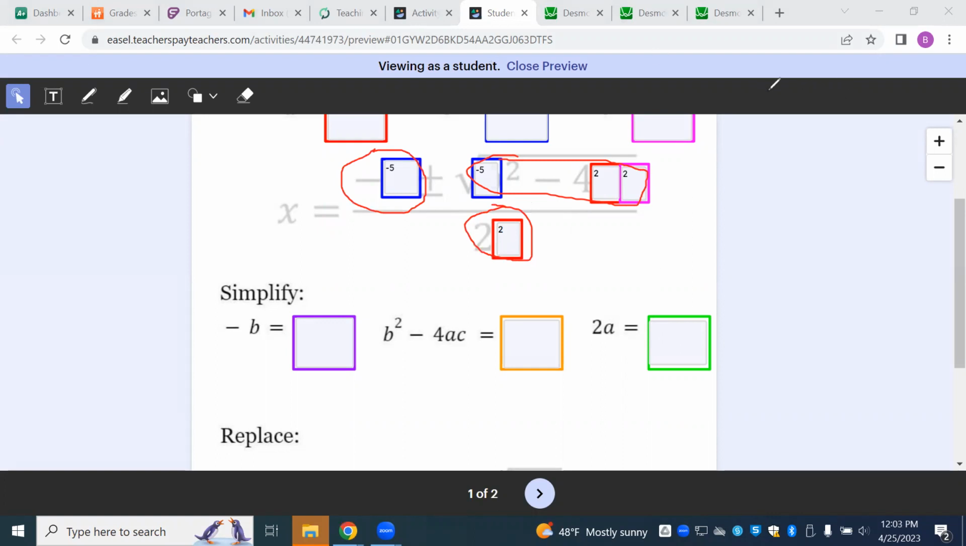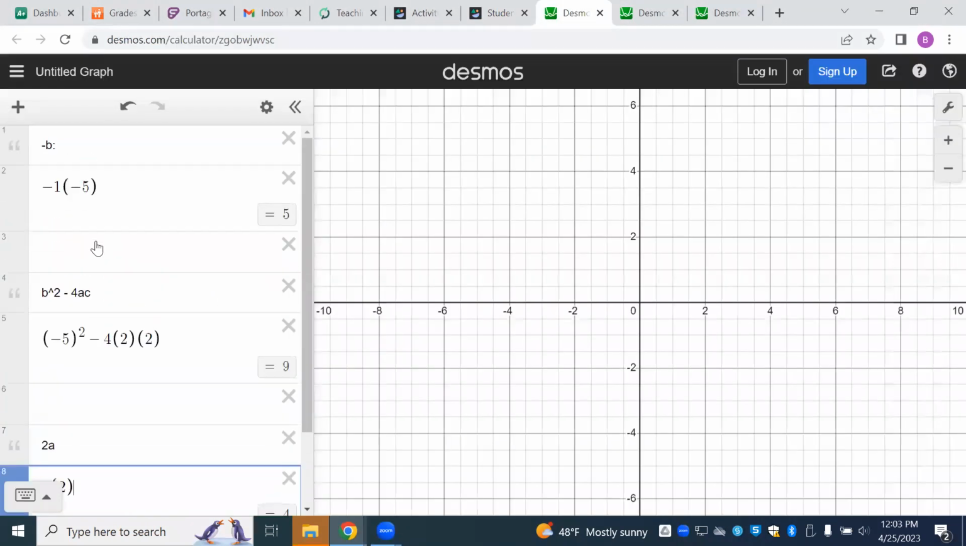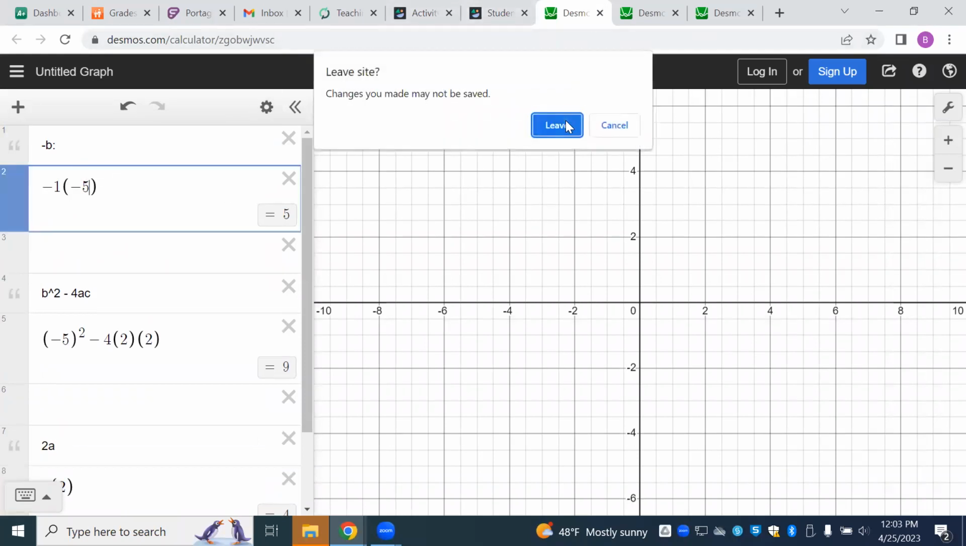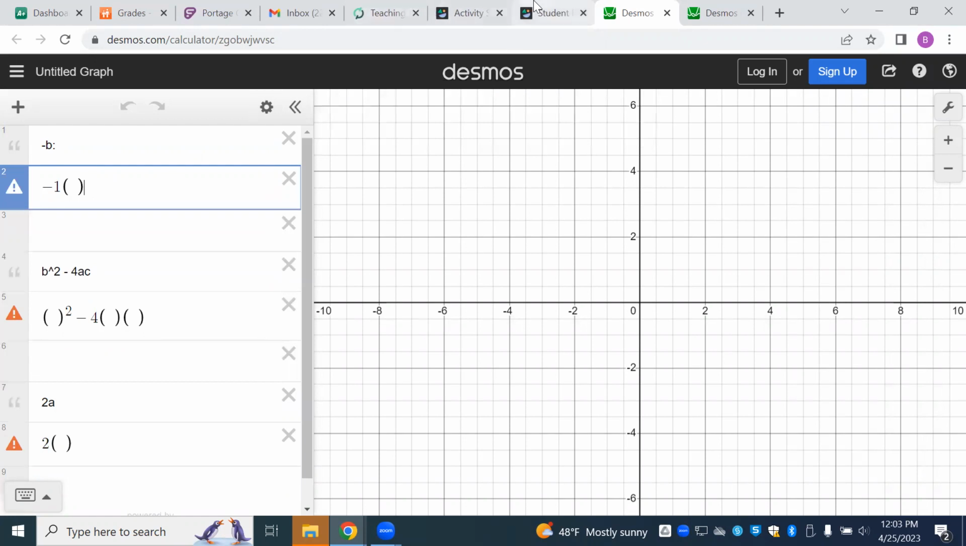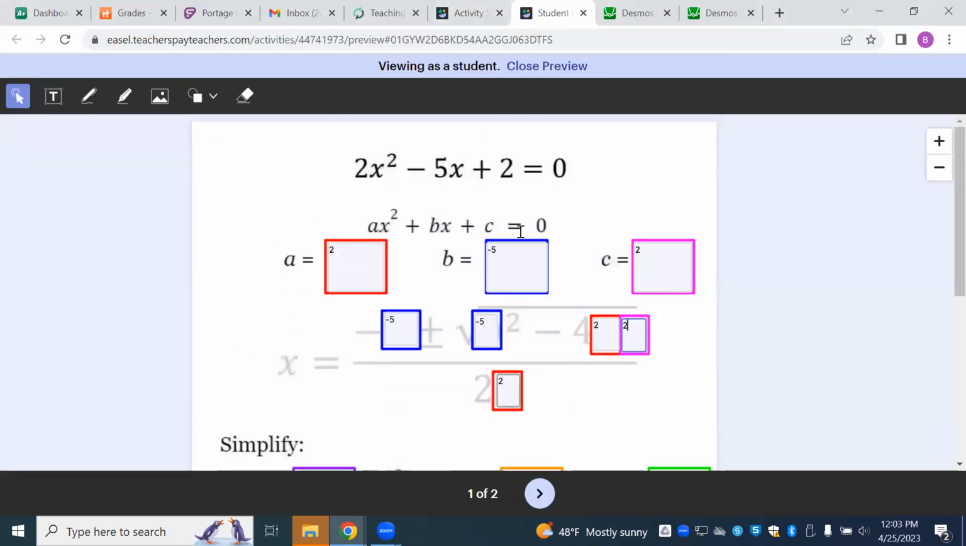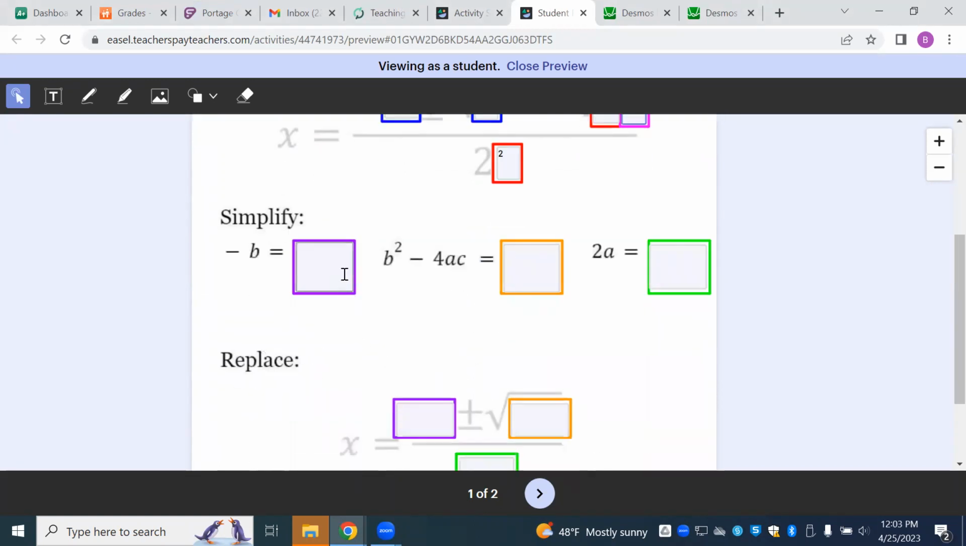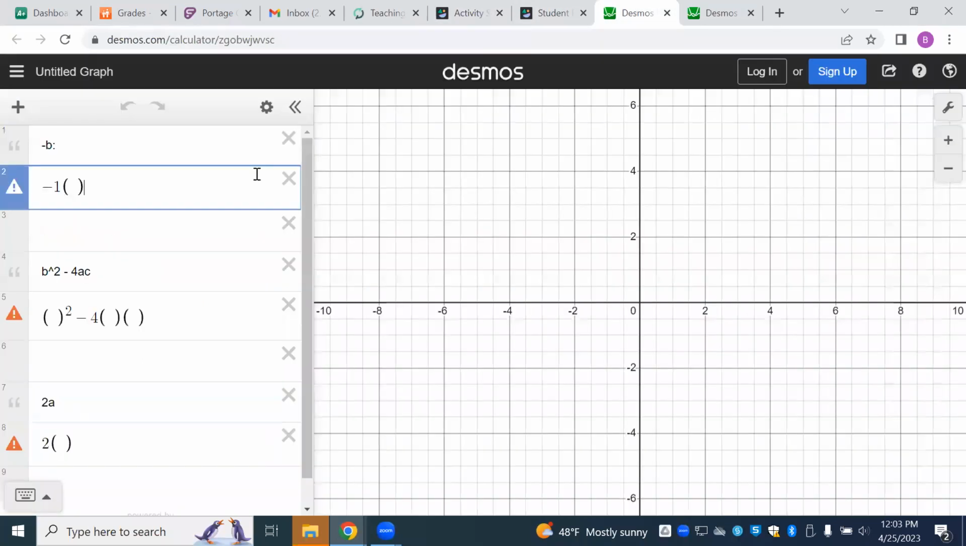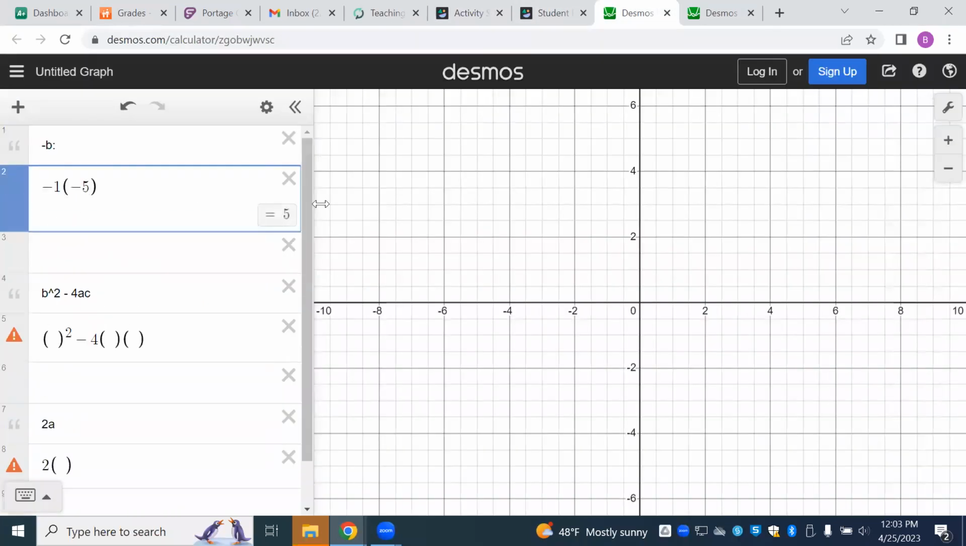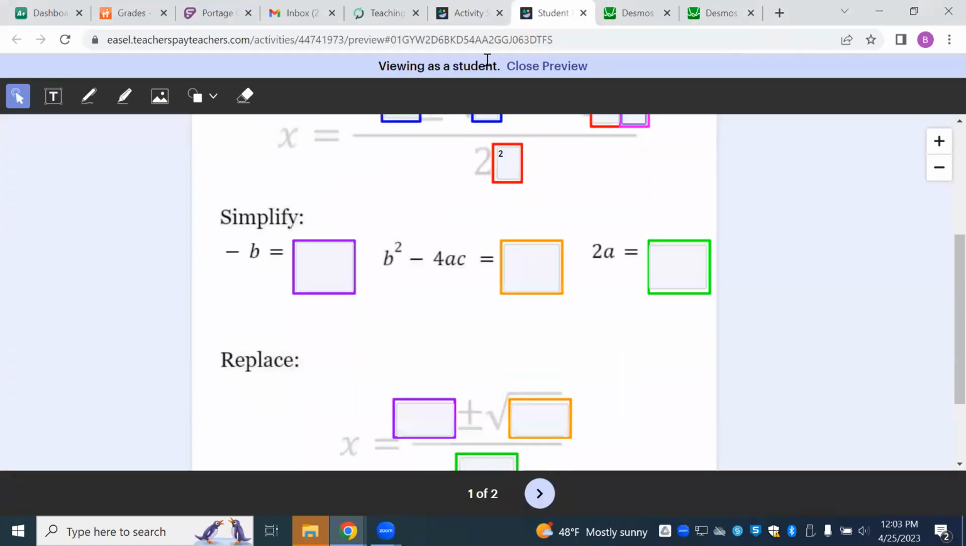To help you with this, I put a link on Google Classroom to a Desmos calculator. I have these sections set up. If you want to find -b, or b squared minus 4ac, or 2a, you're just going to type in your information. You might want to write this down or take a picture, but you're just going to type in your values for a, b, and c. So for -b, our b is -5, so that would just be 5.